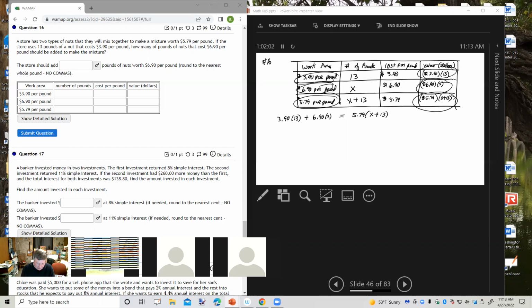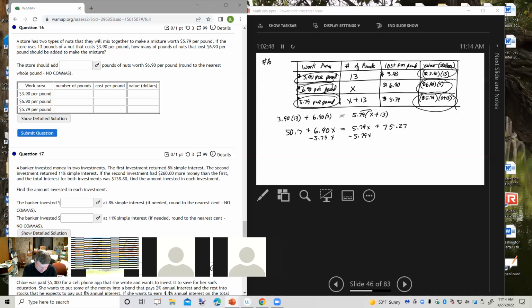All right. So let's see here, calculator, we've got 3.90 times 13 is 50.7 plus 6.90x equals 5.79x plus, and then 5.79 times 13 is 75.27. Okay. I'm going to put all the X's on the left. So I'm going to subtract 5.79x from both sides.